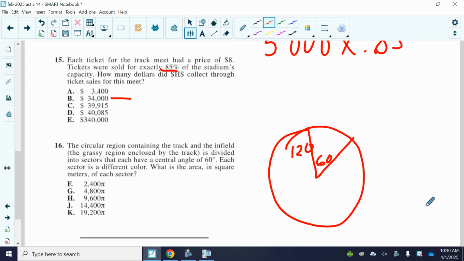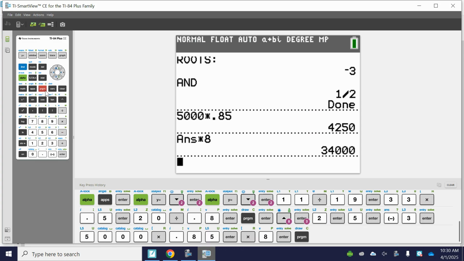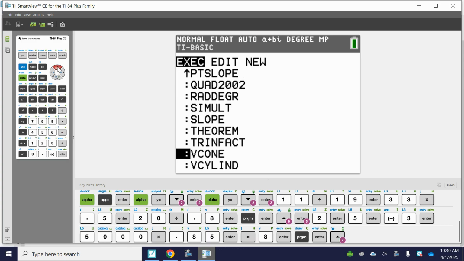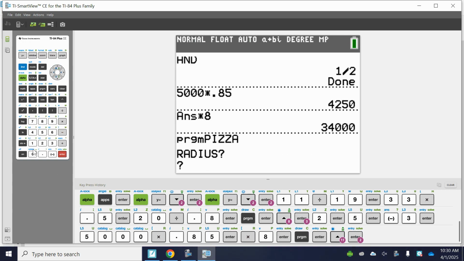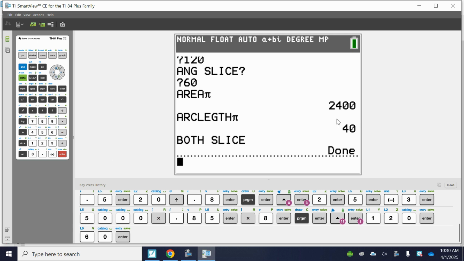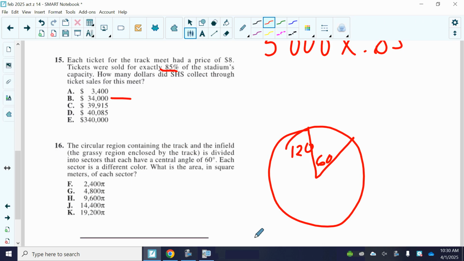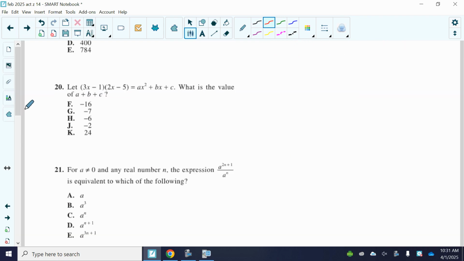And I don't know if I've used this in years. That's a piece of pizza. Piece of pizza means I'm going to use my pizza program. Geez, I don't even know if I still have it. I do. And all you do in pizza is hit the radius, which was 120, and the angle of the slice is 60. And there it is. The pi is attached, and the answer is 2400 pi. Many of you are probably wondering, just do area of the circle and divide by 6? Because you're getting a 1/6 slice of the pizza.